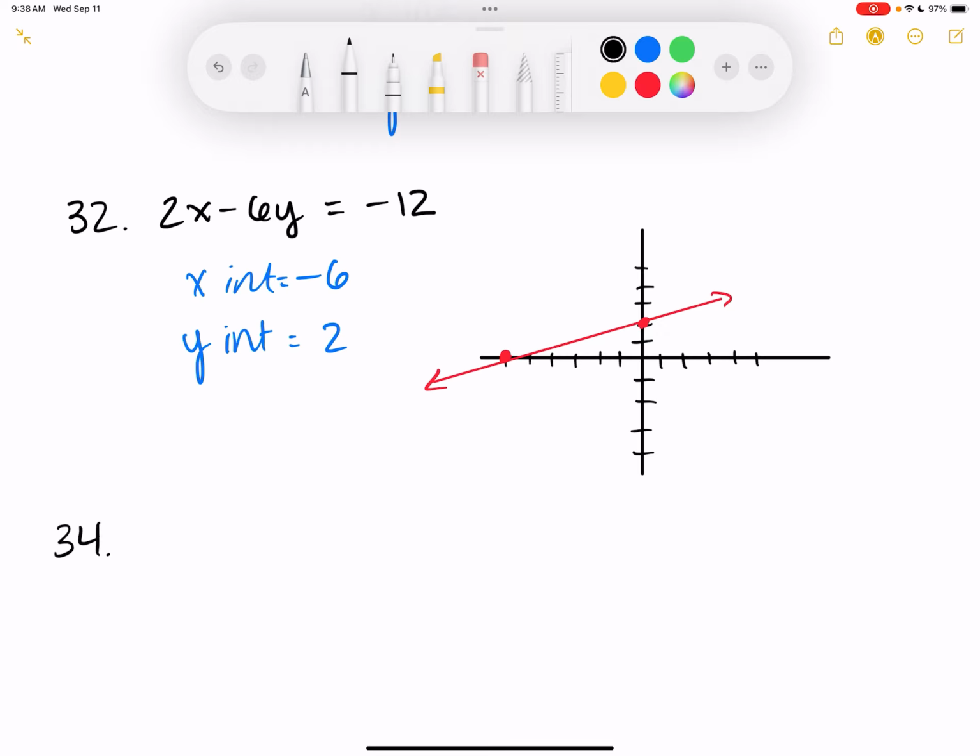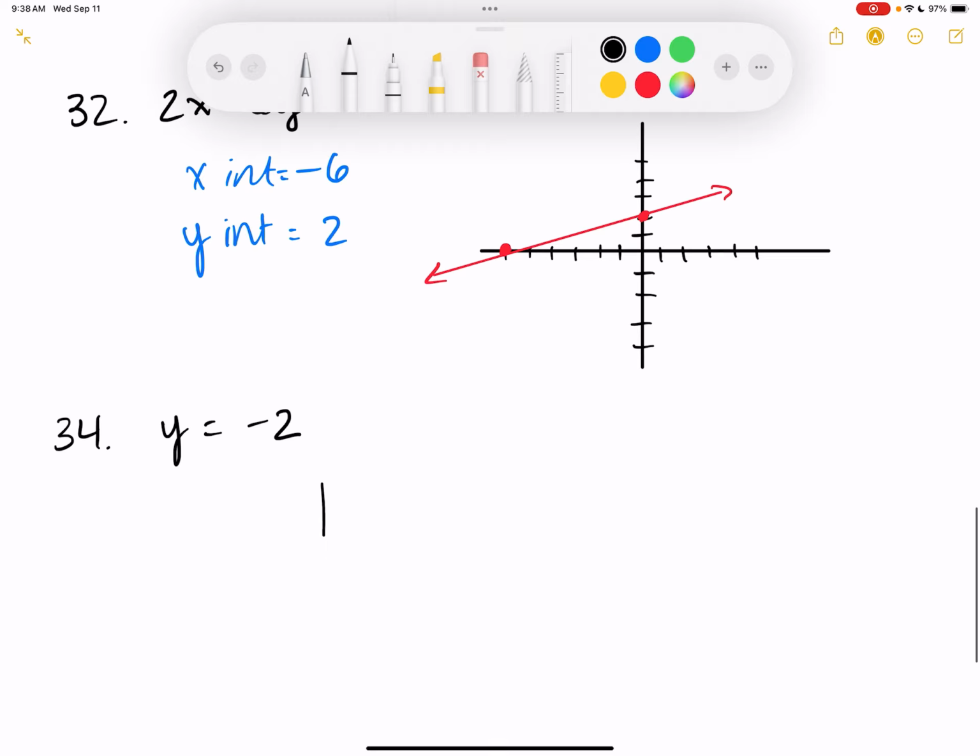34. Y equals negative 2. What is this graph going to look like?